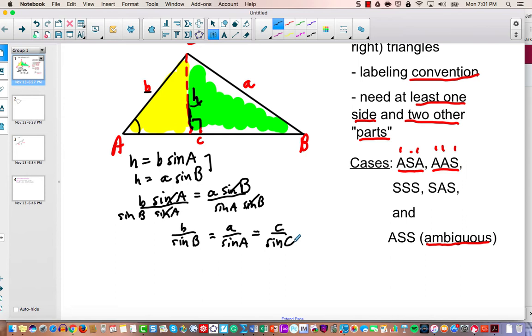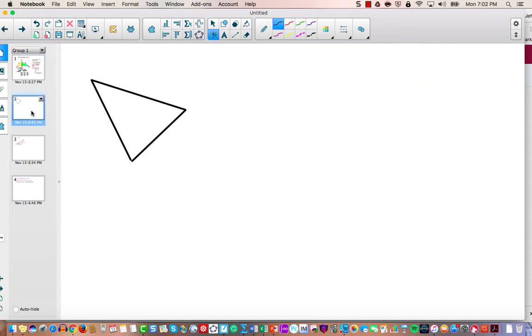The other thing about this that's nice is that we could also invert all these. We could look at their reciprocals. So if we wanted to, we could do sine of capital B over little b equals sine of capital A over little a, which in turn is equal to the sine of capital C over little c. So that's another possibility for the law of sines. Of course, in practice, you would only use two of these. It depends on the triangle that you're solving. And I think we'll take a look at an example of that right now.